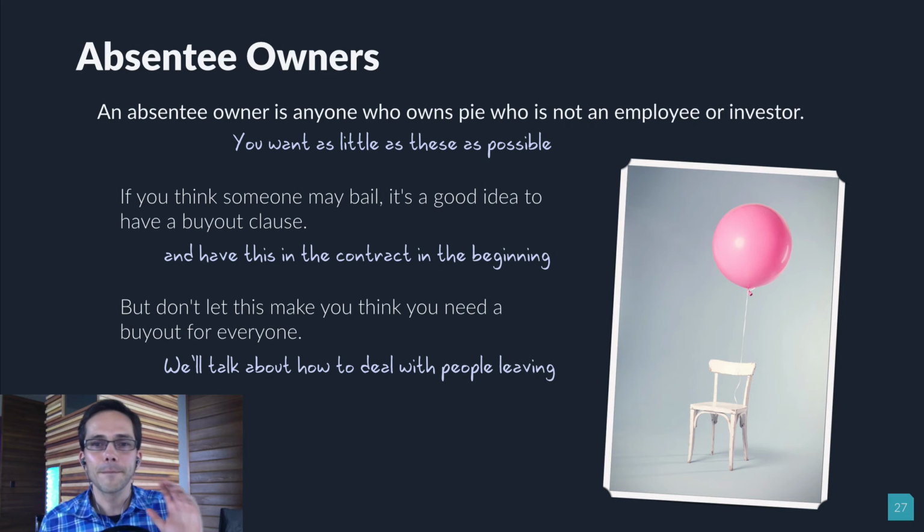And also, don't let this make you think you need a buyout for everyone. I know when I was first learning about this, I thought, oh, why wouldn't I put something in there so I can buy out everybody? But really, you don't have to do that, because when employees leave, there's certain ways that you should treat them, which we'll get to later in this video.